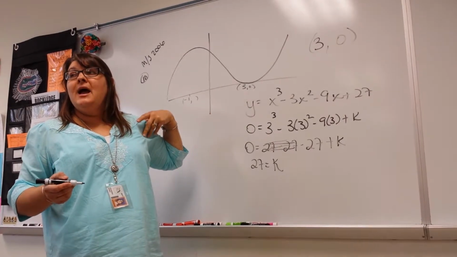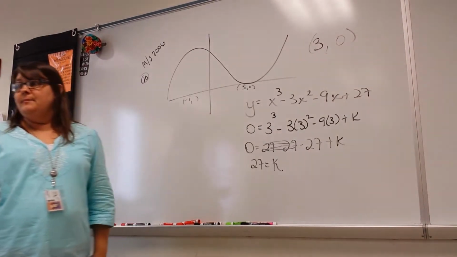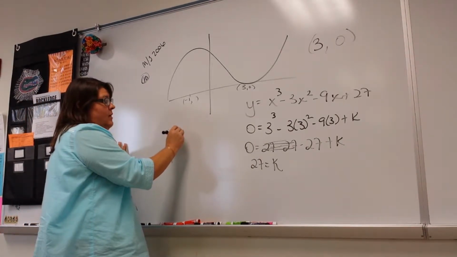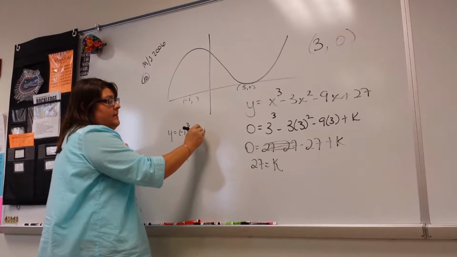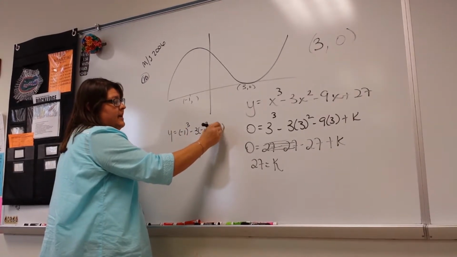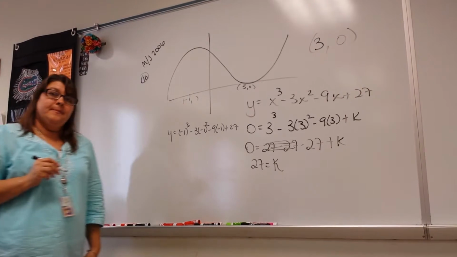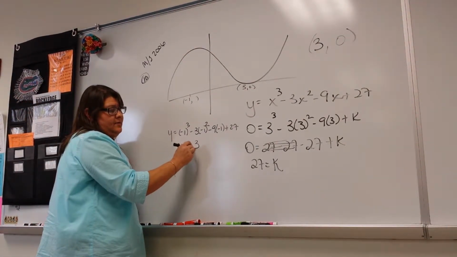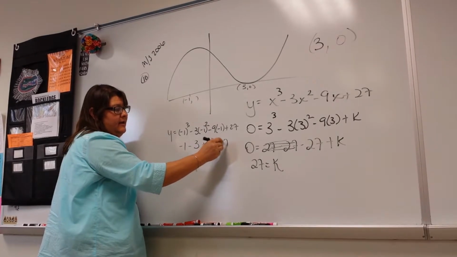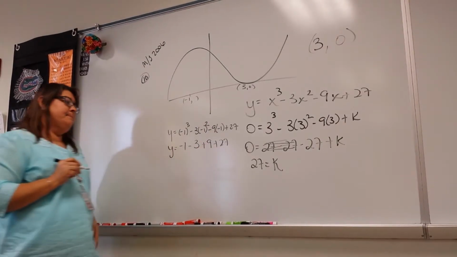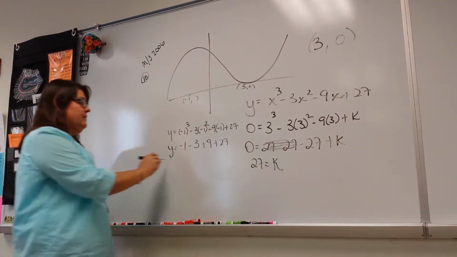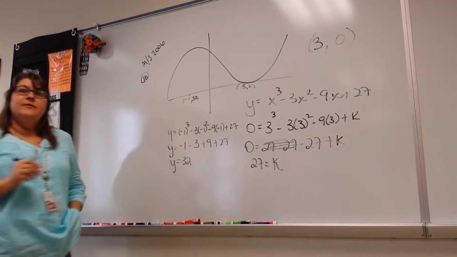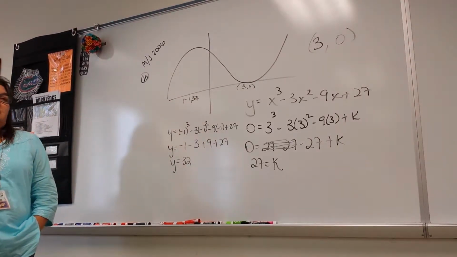So part II says now, tell us the ordered pair for the maximum. Okay, so it's going to be y is equal to -1 to the third minus 3 times -1 squared minus 9 times -1 plus 27. Everybody good? So it's -1 minus 3 plus 9 plus 27 is y. Everybody got that? So y is 32. So the ordered pair for part II of the maximum is -1, 32.